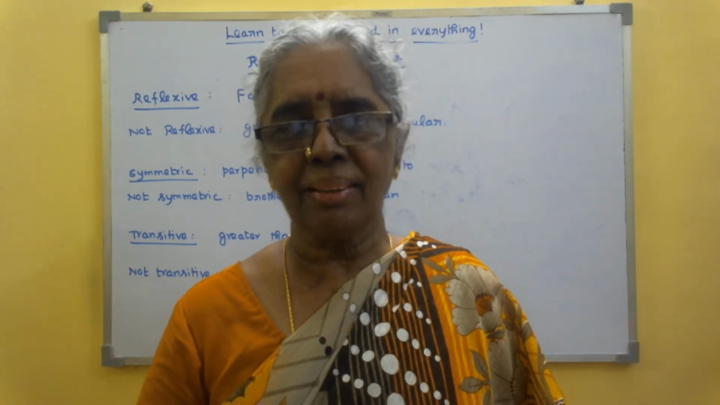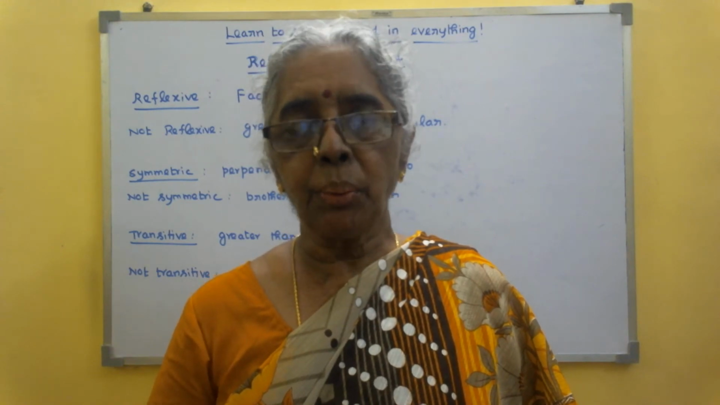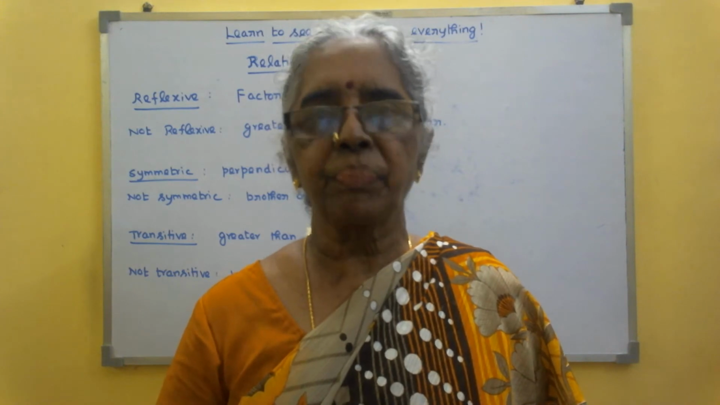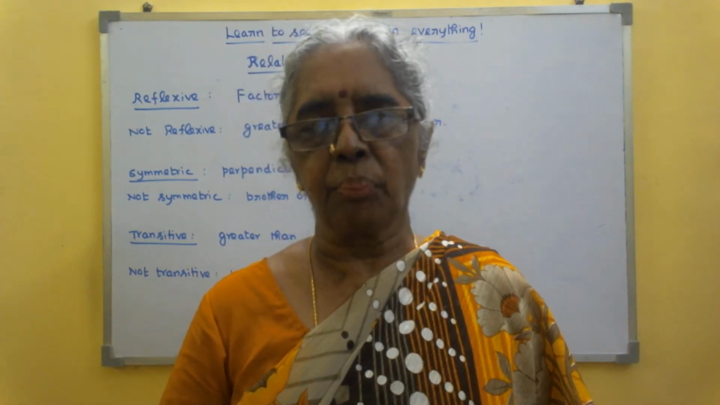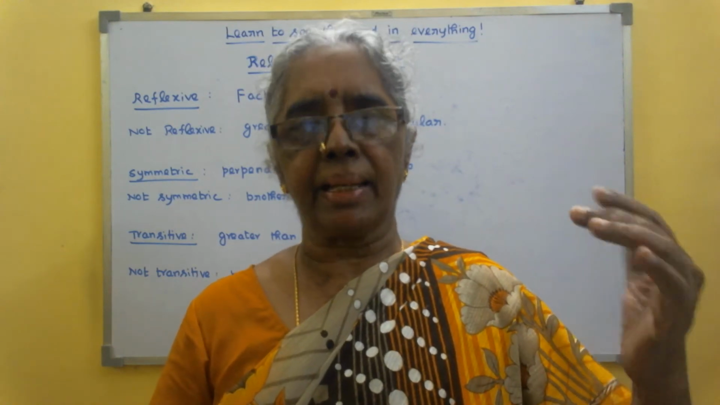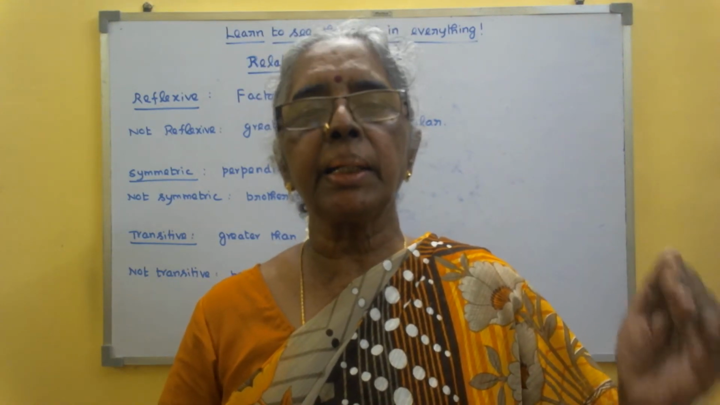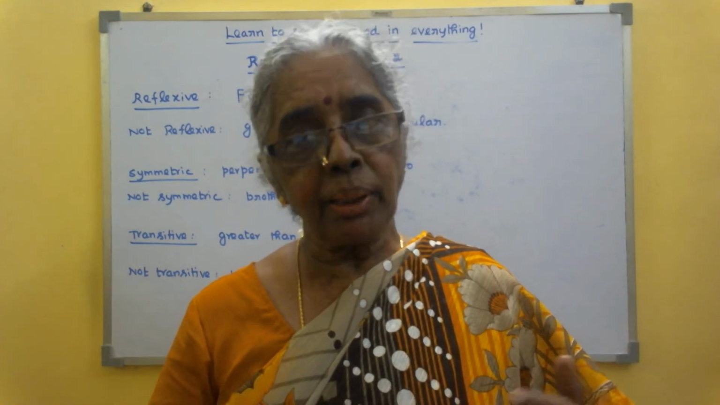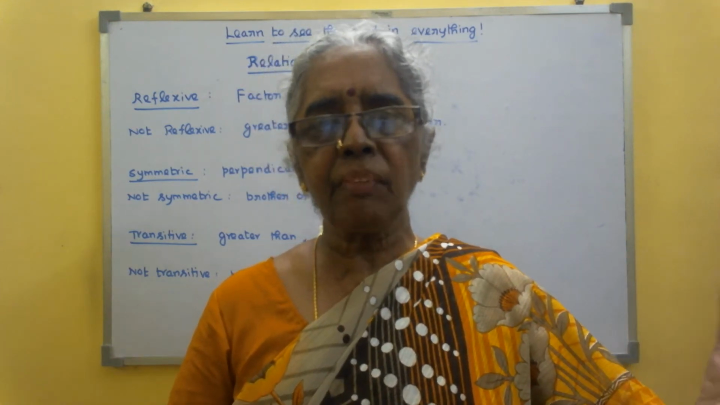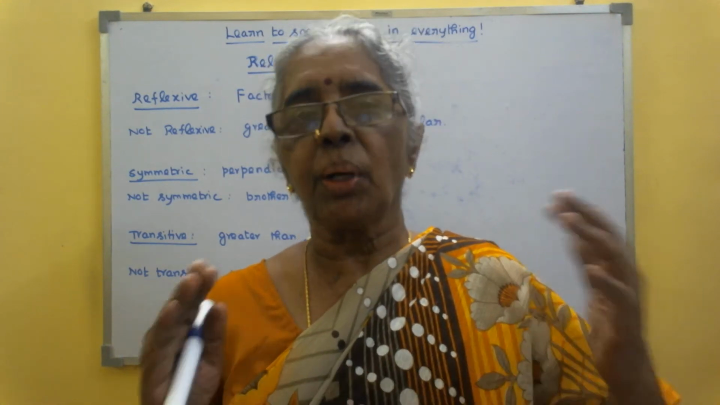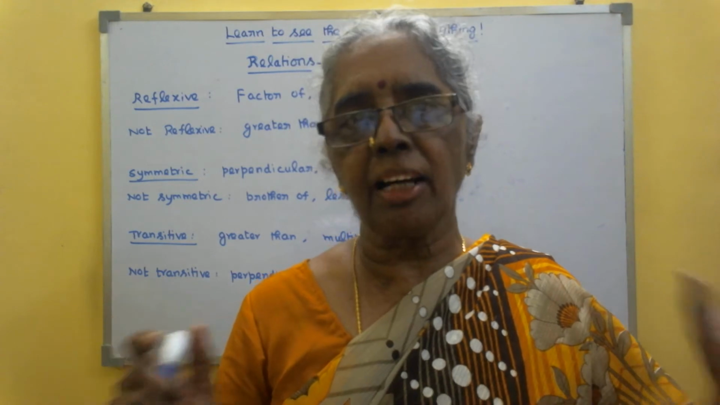Hope you remember. In that, I taught you 3 important types of relations: reflexive, symmetric and transitive. Reflexive means what? Each element in a given set will be related to itself. That is called reflexive relation. Now let me give you 2 examples of reflexive relation and 2 examples of relations which are not reflexive, so that it will be clear to you, right?